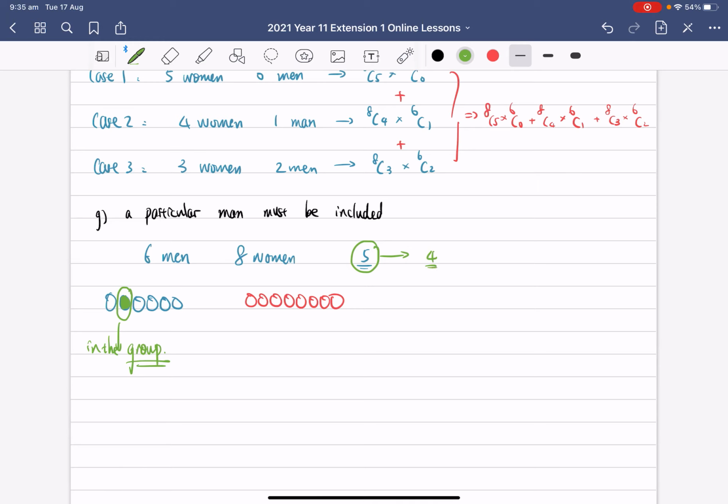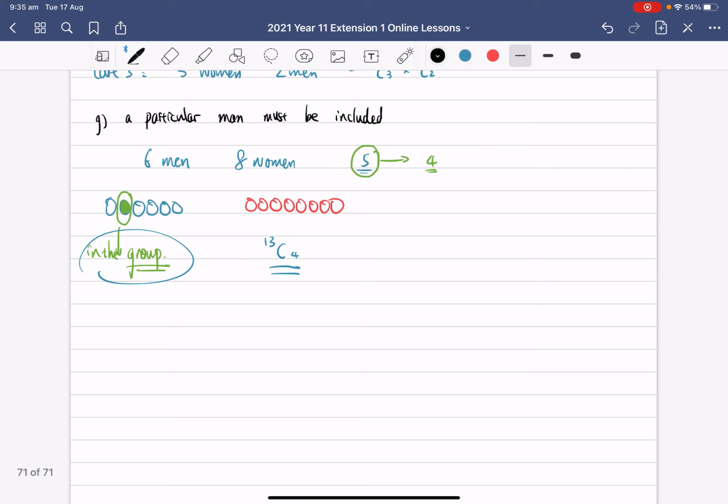There's no other restriction for the rest of the people, so we don't have to worry about them. The question didn't say how many women or men have to be there. It only tells you that 1 particular man has to be there. So we have 5 men plus 8 women, which is 13 people in total, and out of these 13 people we just need to select 4, because please remember we already selected 1 and that person is automatically in the group. Therefore the final answer is just 13C4, because we have already selected that particular man. That's how you do it.